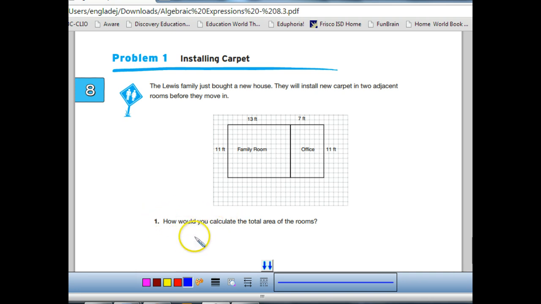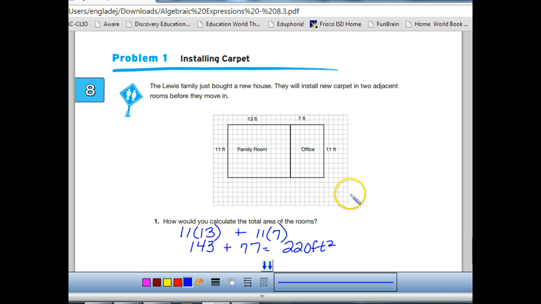Okay, so I'm going to come back, and so now some of you probably wrote that I'm going to find the area of the family room plus the area of the office and add those two together. So you have 143 plus 77. That gives me 220 square feet. Okay, that would be finding the family room and the office separately and then adding them together.